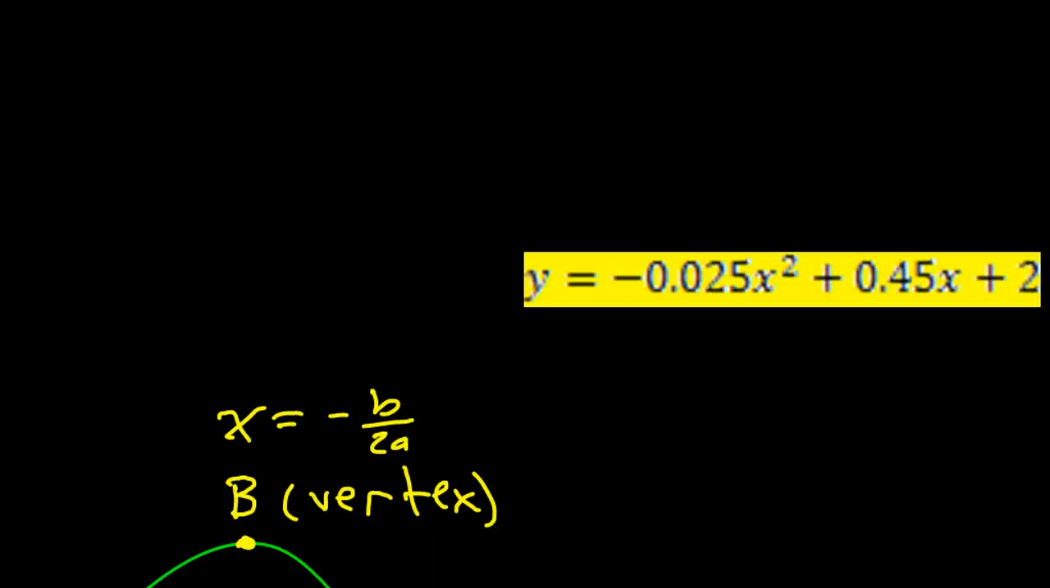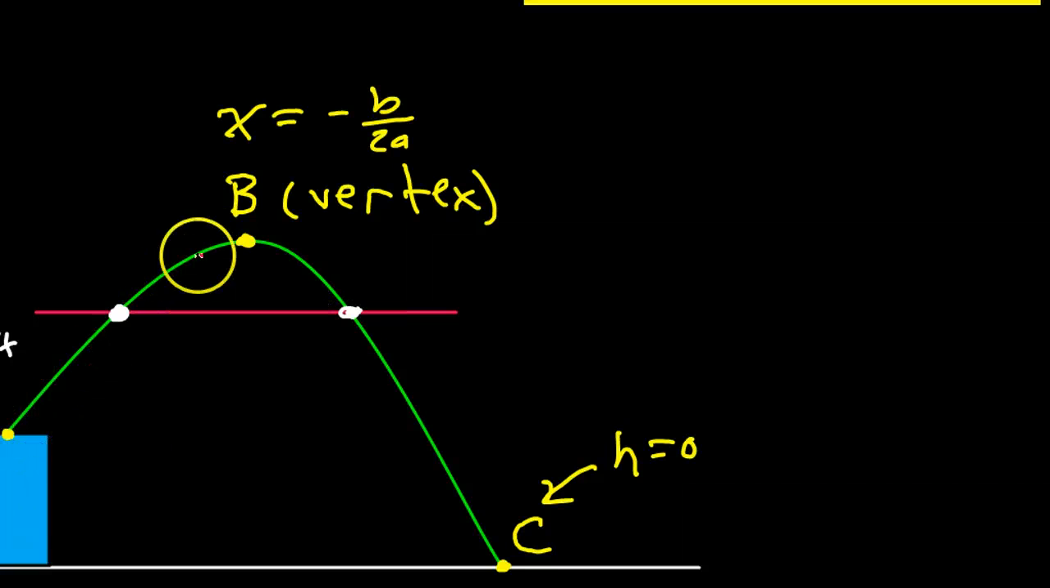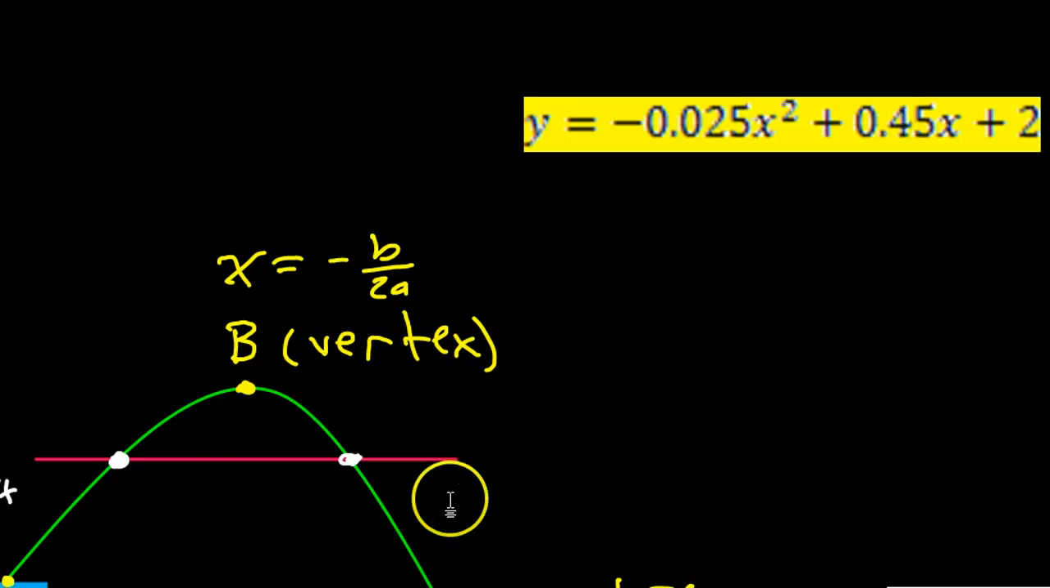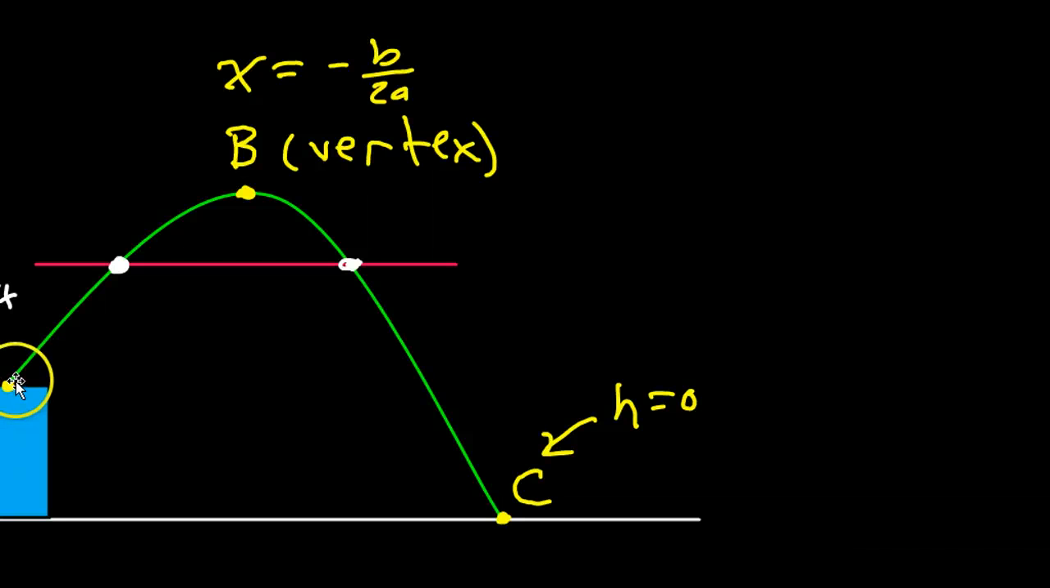Before we do anything else, it's important to understand what x and y are. In many other problems that we've done before, x was time. So this would represent the path of the ball over time. But that's not what it is this time. The problem says that x is the football's horizontal position. So in other words, the y value is the height of the ball, but the x value is how far across the field the ball is. It's the horizontal motion. It's not time this time.